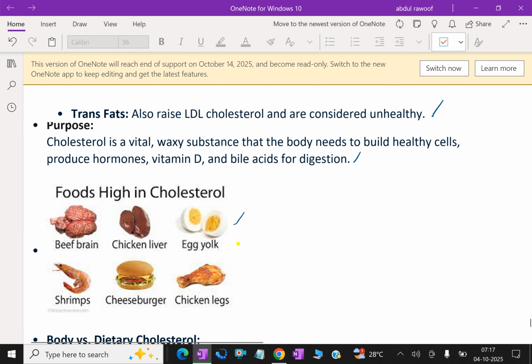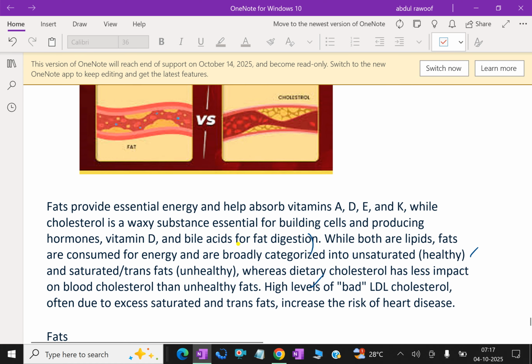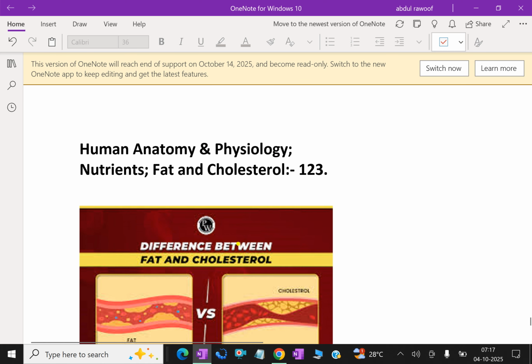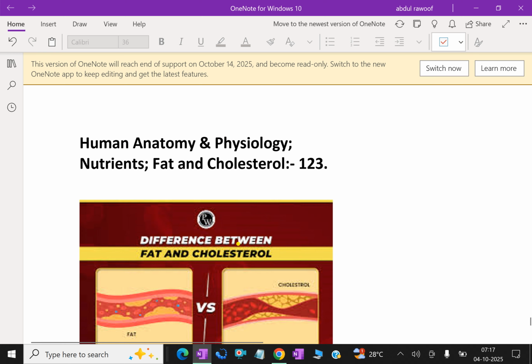So far, we discussed food nutrients, in that fat and cholesterol.